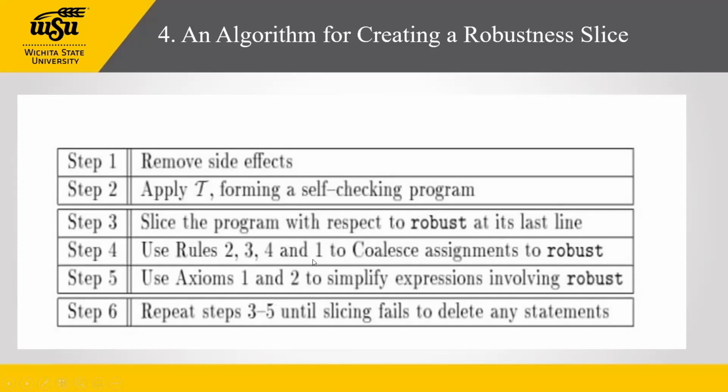In step number 4, use rules 2, 3, 4 and 1 to correlate assignments to robust. In step number 5, use exemptions 1 and 2 to simplify expressions involved in robust. In step number 6, repeat steps 3 to 5 until slicing fails to delete any statements.